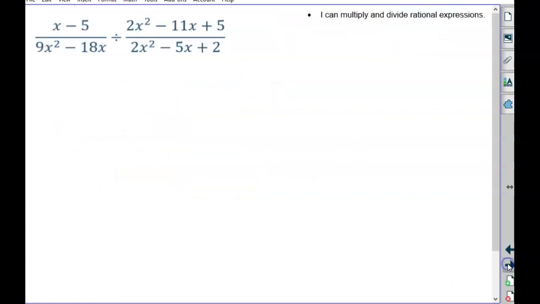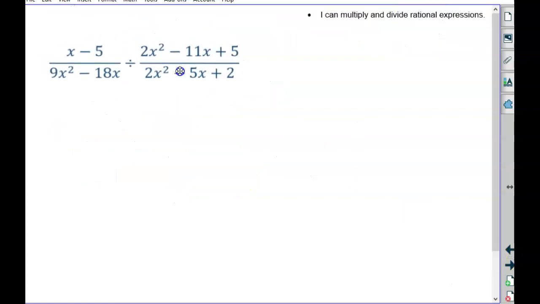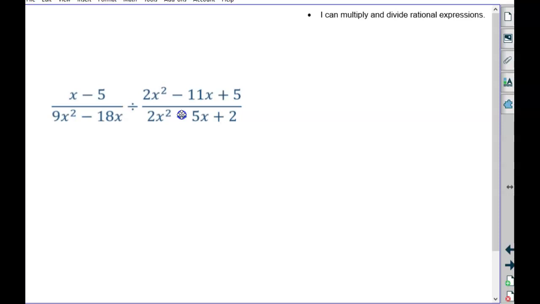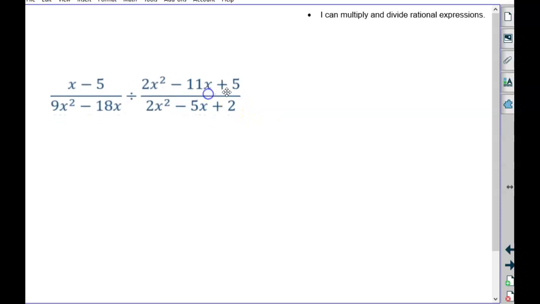All right, so this one, I'll let you know, we're going to have to do some side work here. This one's about as hard as it gets. And really, the only thing that makes it challenging is look at this last fraction. It's got a 2 in front. It's got an a value that isn't 1, which means there's a strong chance we can't just do this in our head factoring. We have to show a little bit of work.